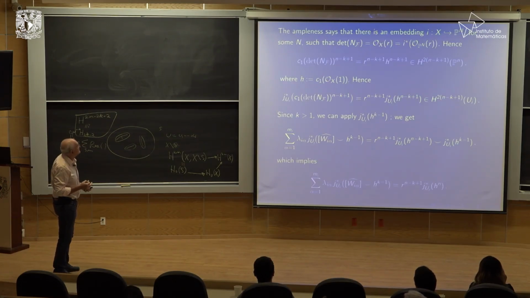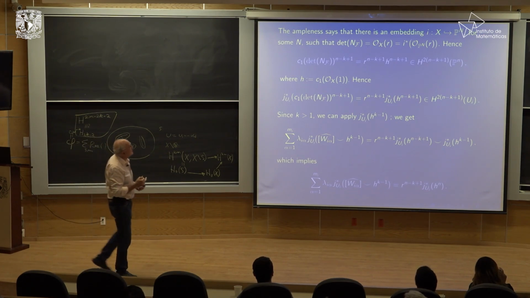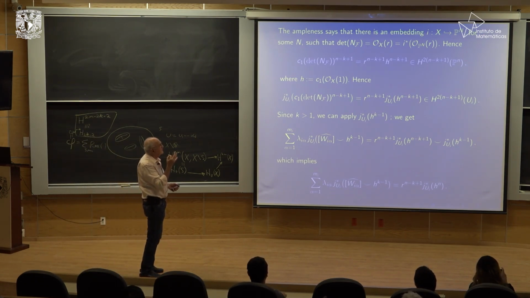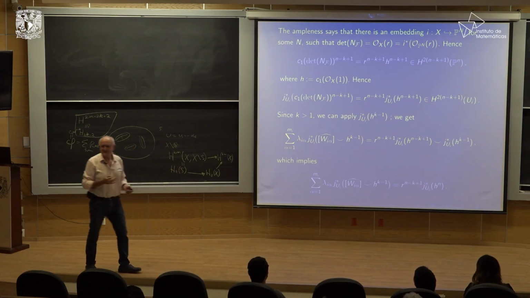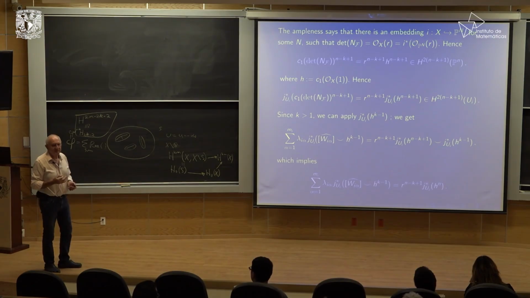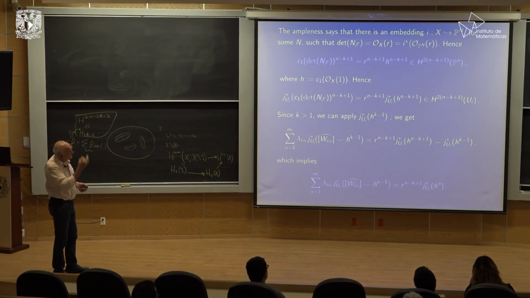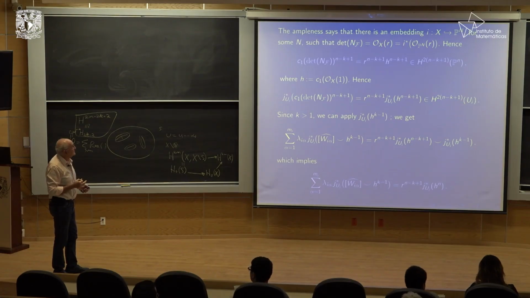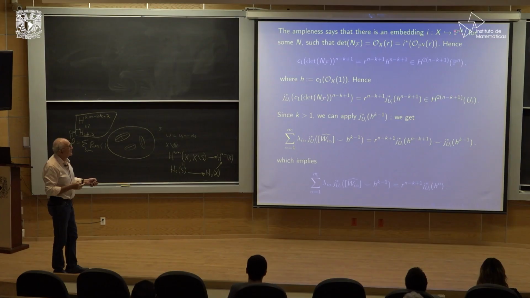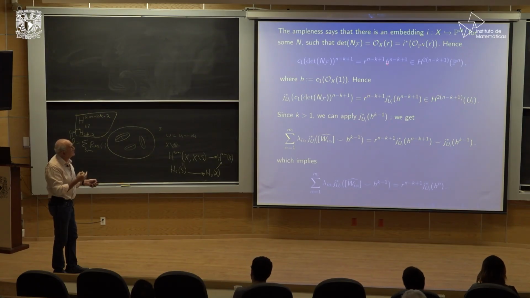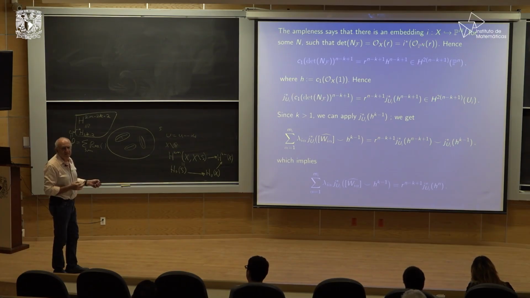Okay, then now, by ampleness of the normal bundle of the determinant, we know that we have an embedding of X in the projective space. That's somehow the definition of ampleness. And for some large enough N, the normal bundle can be expressed as the tautological bundle of Pn restricted to X to some power. Okay? Then we have this equality, where this is the homology class represented by a generic hyperplane.